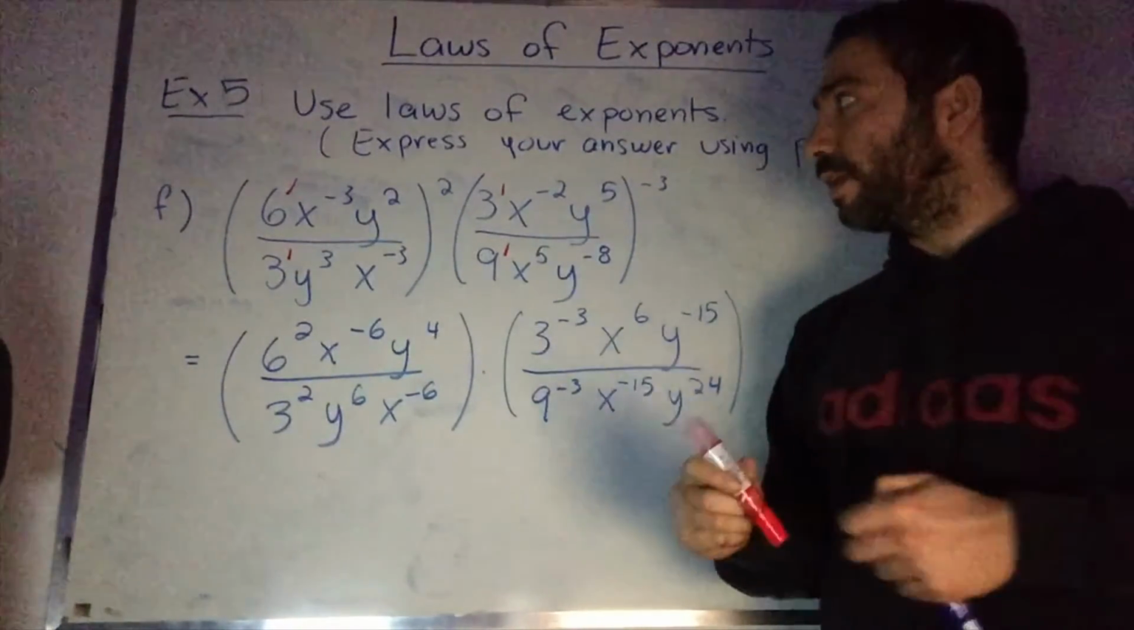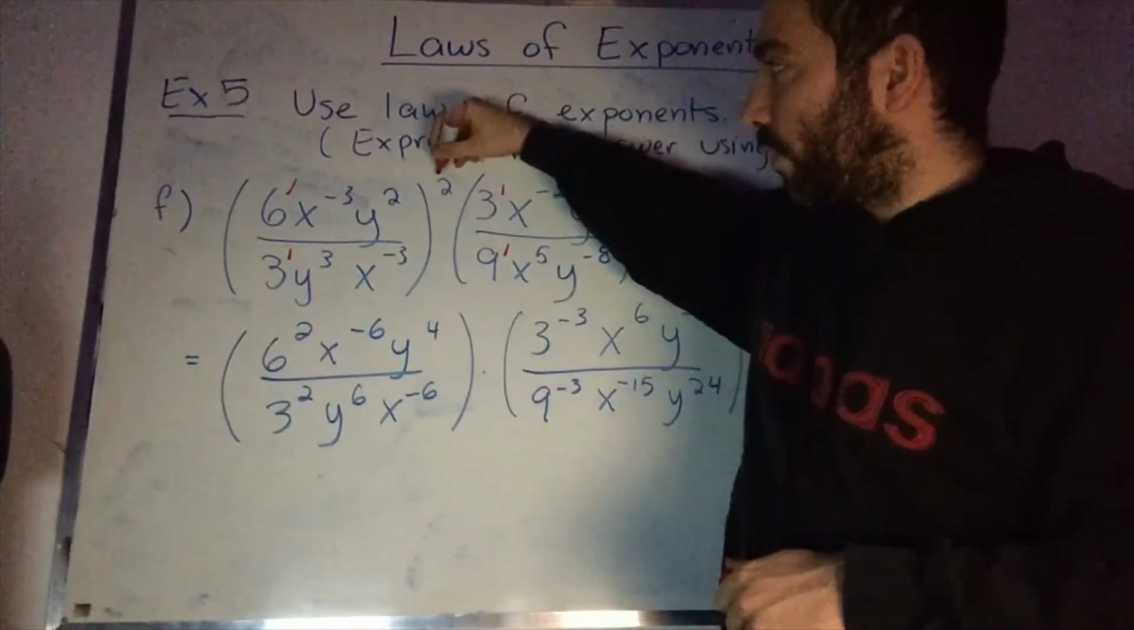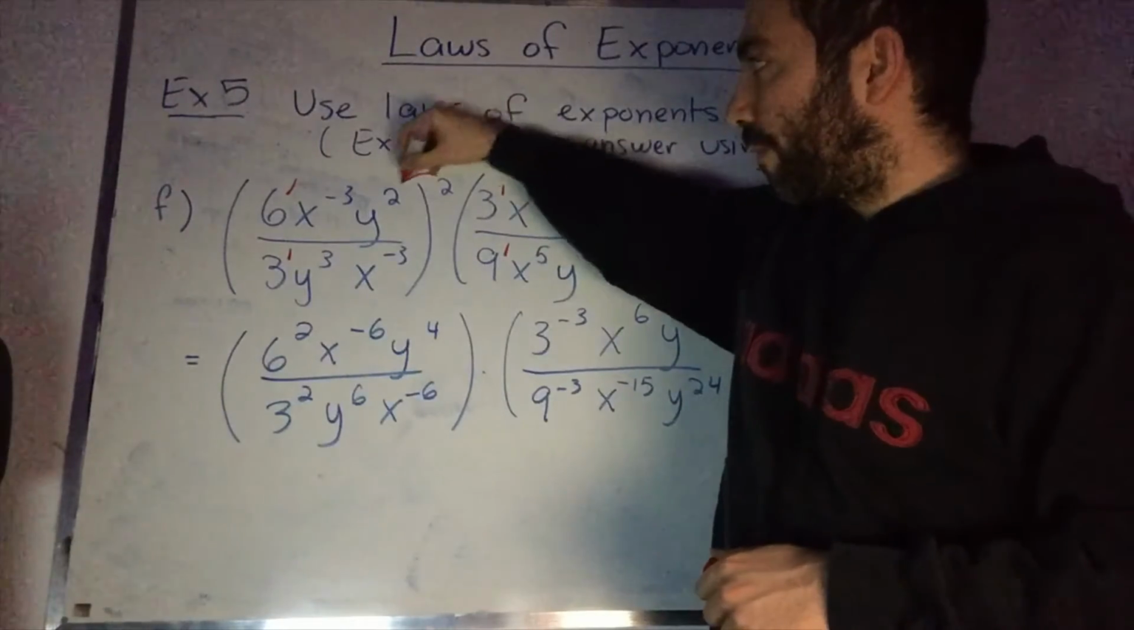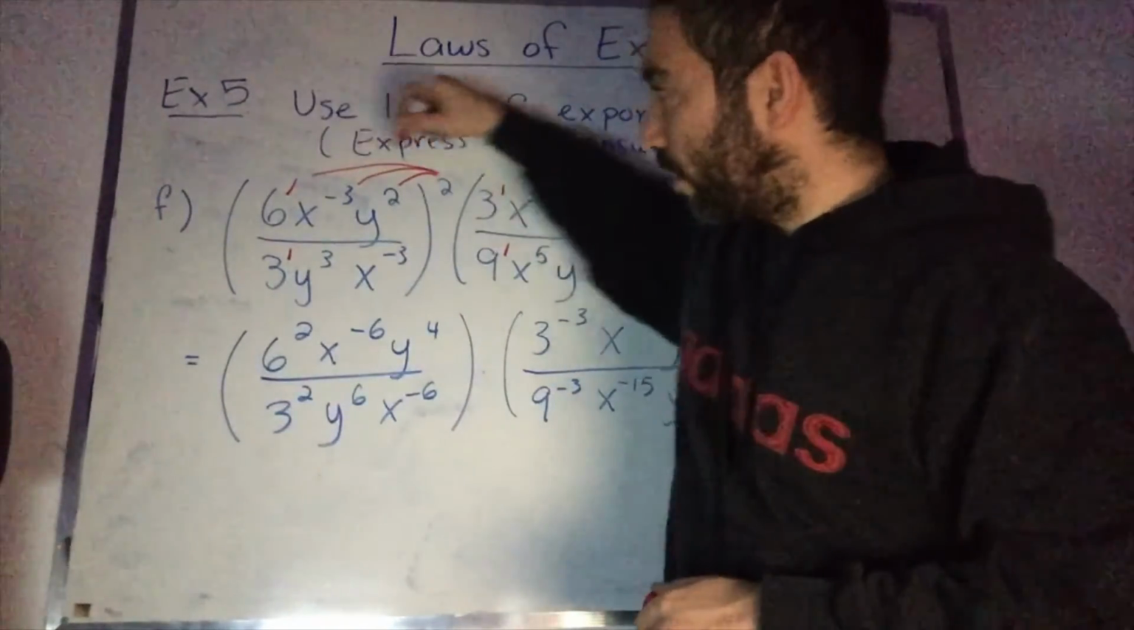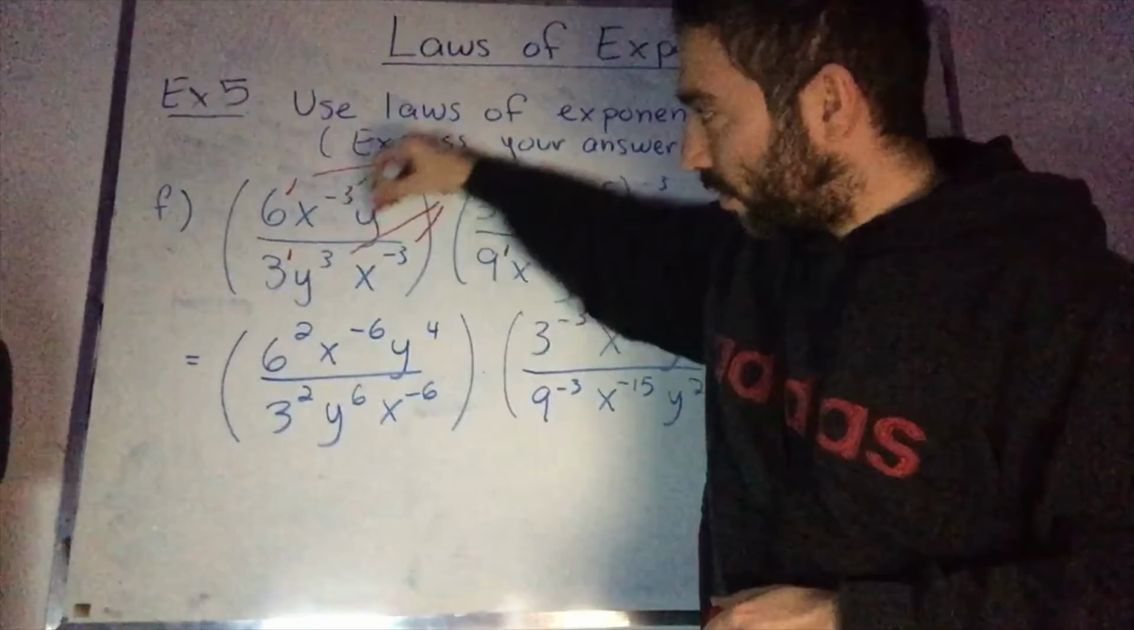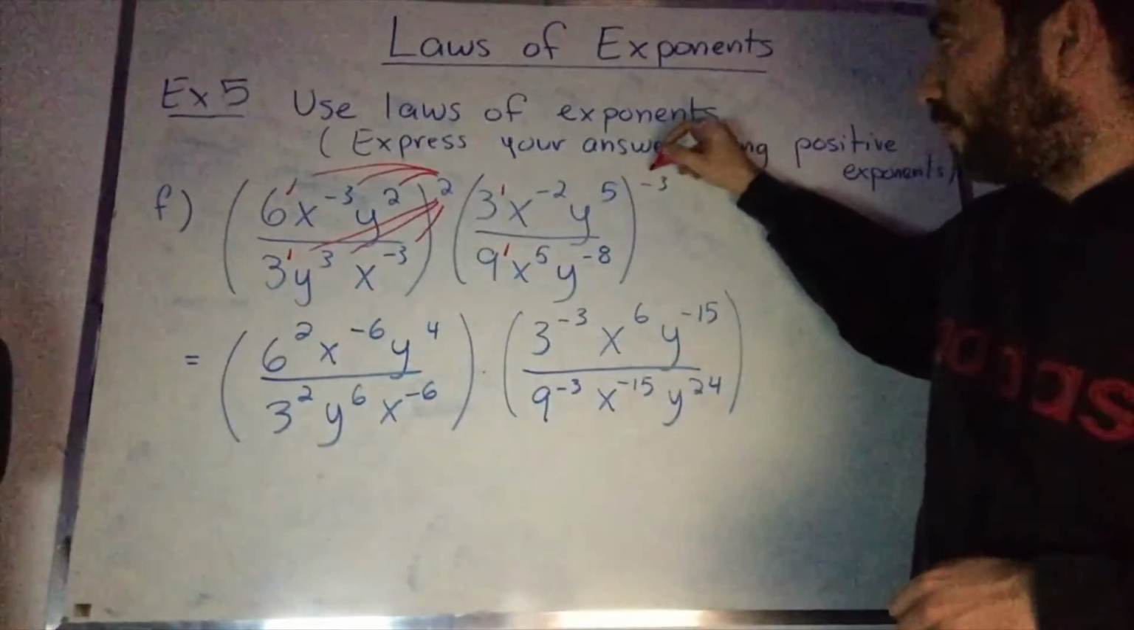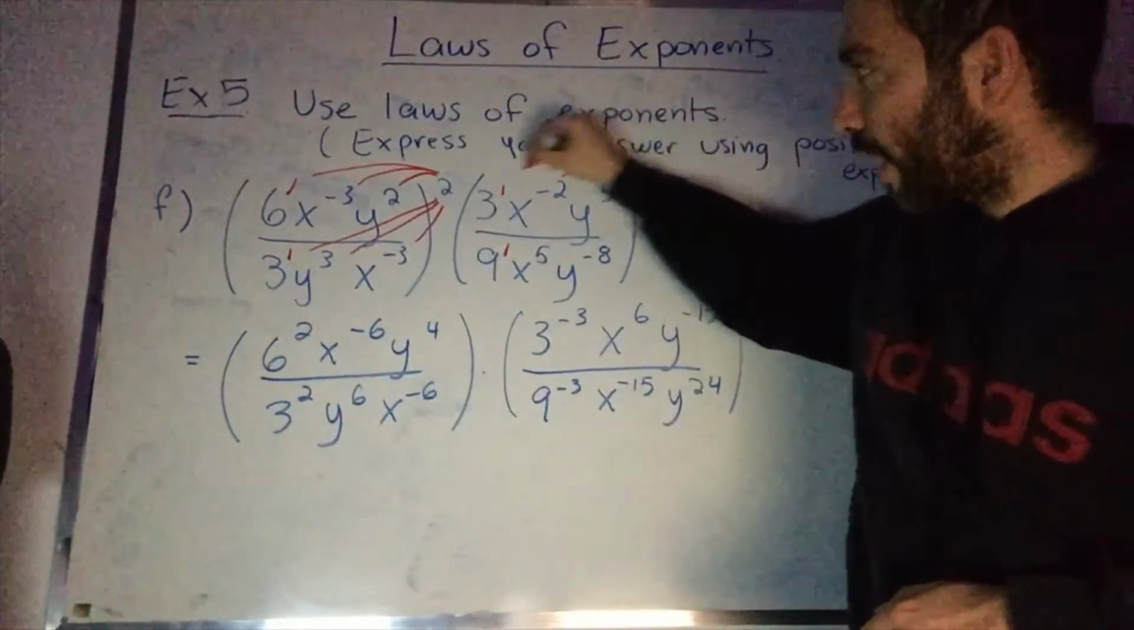So the first thing I did is I multiplied the exponent to everyone else's exponent. Okay, and same for the negative 3 here. I multiply to everyone's exponent.